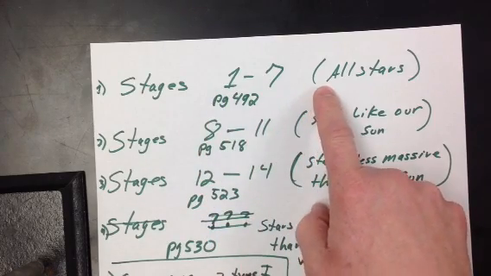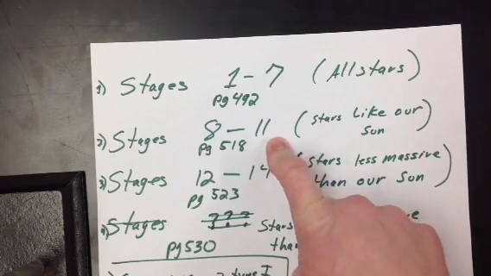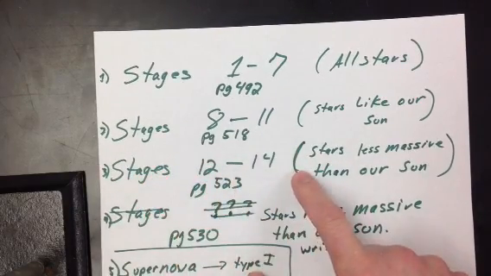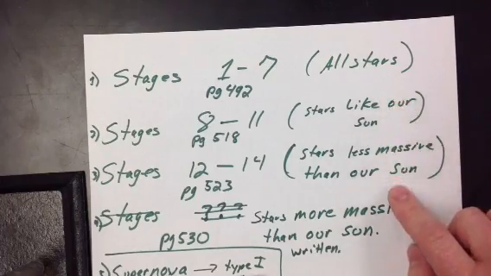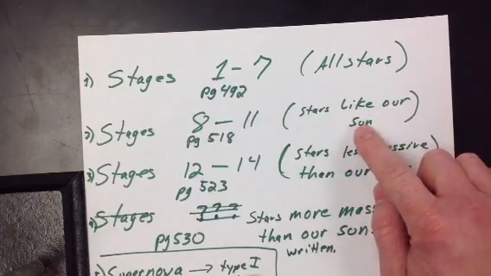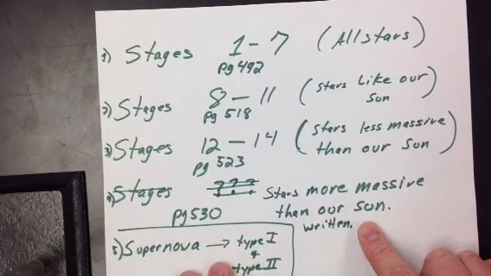If you make a flow map of stages 1 through 7, I'll count that as one observation. Stages 8 through 11 can count as an observation. Stages 12 through 14 can count as an observation. A star's life is really based on its mass: whether it's like our sun's mass, less than our sun's mass, or more massive than our sun.